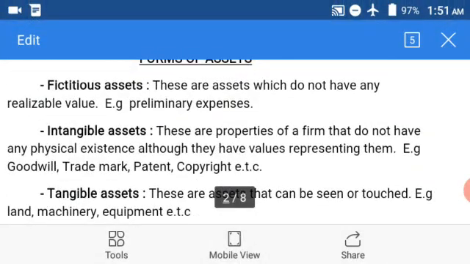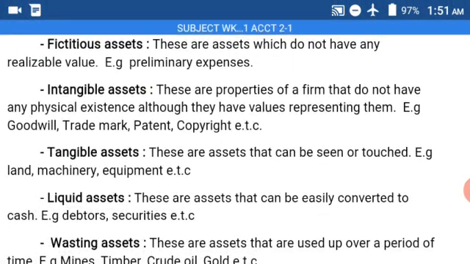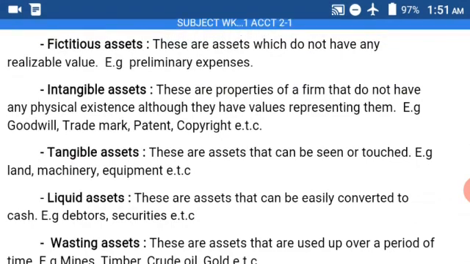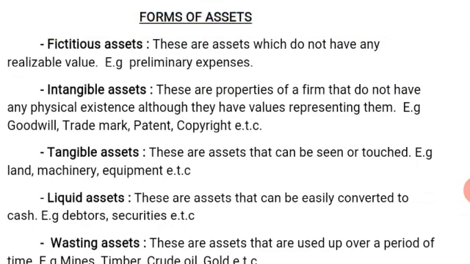Intangible assets. These are properties of a firm that do not have any physical existence, although they have values representing them. Examples of intangible assets are goodwill, trademark, patent, copyright, etc. They don't have any physical property. They cannot be seen, they cannot be touched, but they have value.